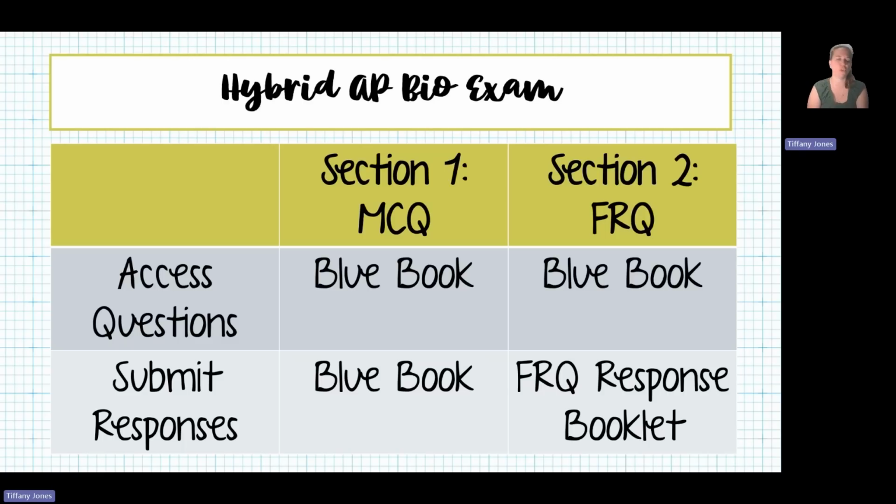So section 1, which is your multiple choice section, you will access your questions through Bluebook, and then you'll answer your questions through Bluebook. So you'll just click the answers just like you did with the PSAT or the SAT. Now your second section, which is the FRQ section, you're going to get your questions in Bluebook. This maintains test security, but then you're going to answer those responses in a physical book. It's like a book. If you go to AP Central, you can actually see what this book looks like.